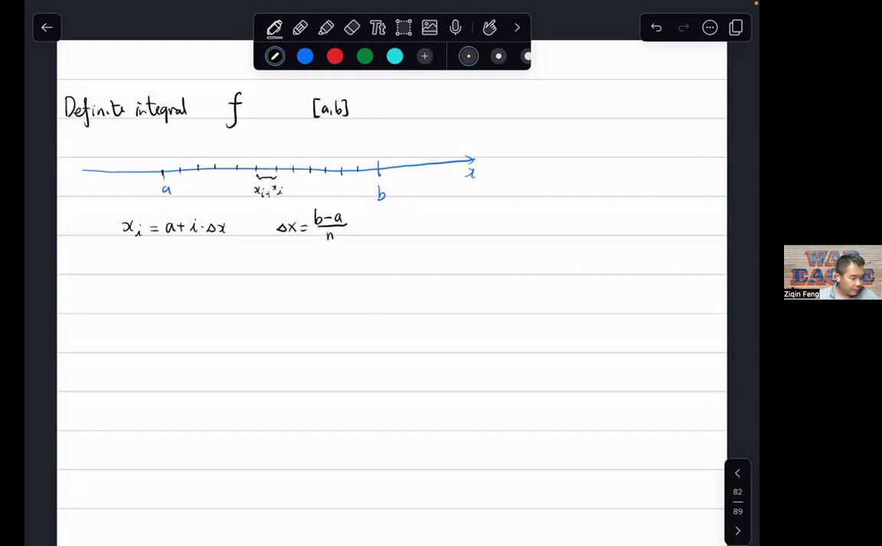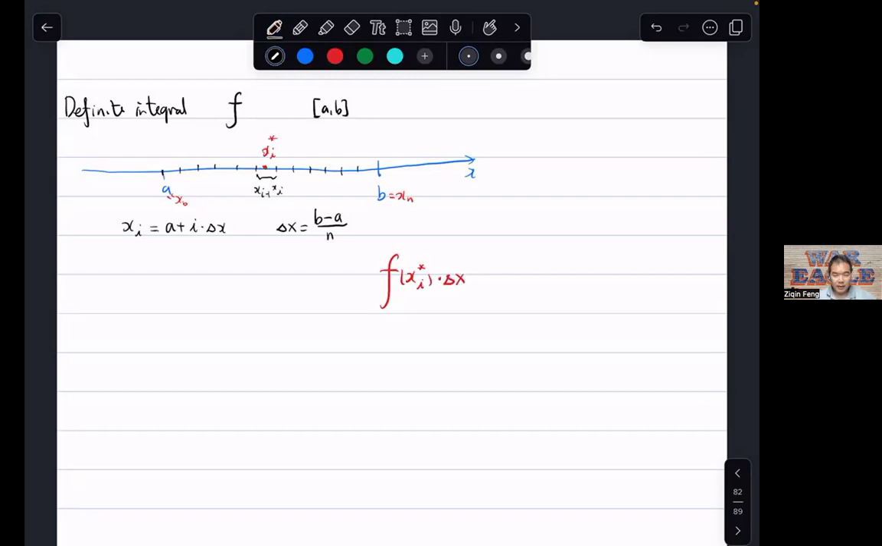Here i goes from 0 to n, and the first point is called x0 and the last one is called xn. Then you choose an arbitrary sample point inside this subinterval. We call that x_i star. After you have x_i star, you can calculate f of x_i star times delta x. So for each i, you can calculate this product.